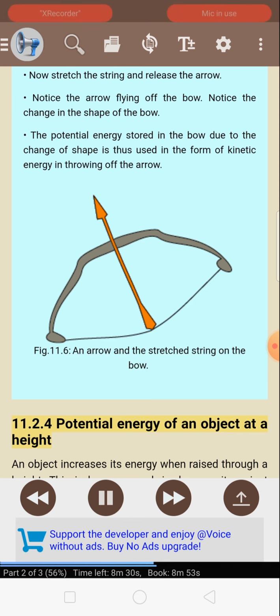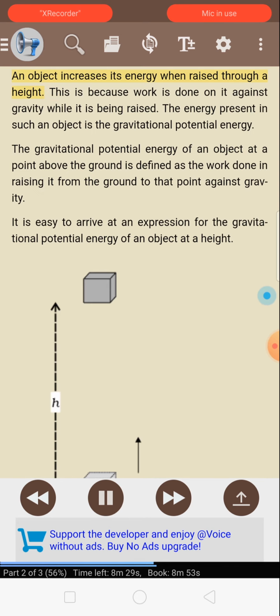11.2.4 Potential energy of an object at a height. An object increases its energy when raised through a height. This is because work is done on it against gravity while it is being raised. The energy present in such an object is the gravitational potential energy. The gravitational potential energy of an object at a point above the ground is defined as the work done in raising it from the ground to that point against gravity.